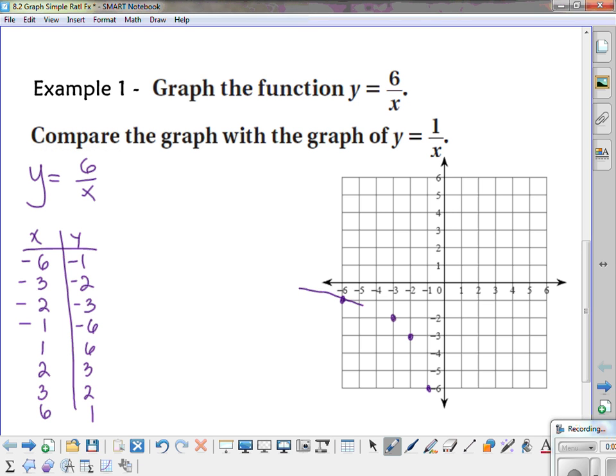So if I hadn't put any negative numbers into my table, I would be missing this whole side of the graph. So you want to make sure you have points on either side of the center of the graph. All right, and then finish plotting it. 1, 6, 2, 3, 3, 2, and 6, 1.